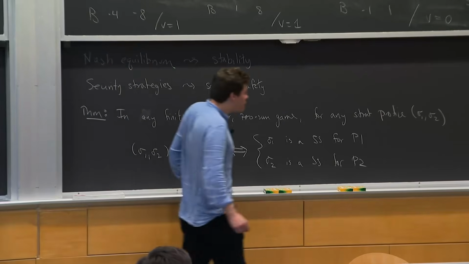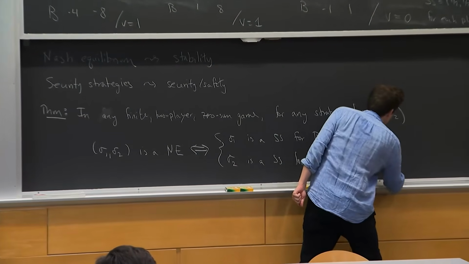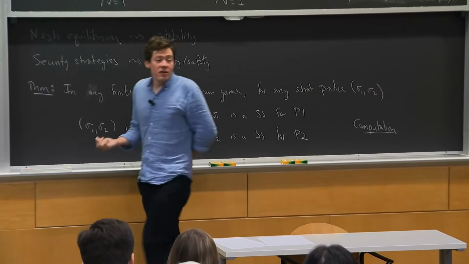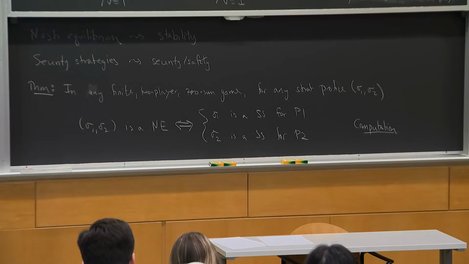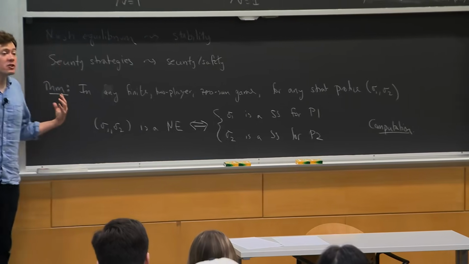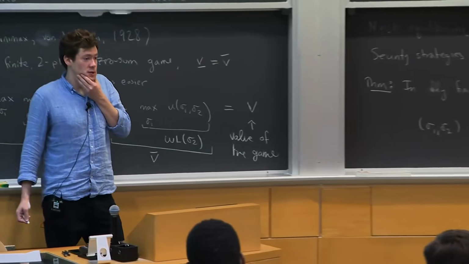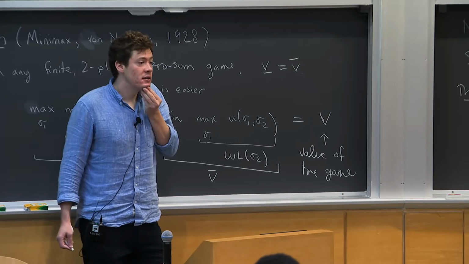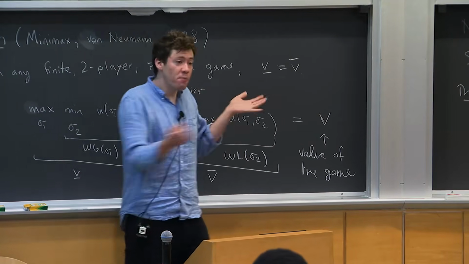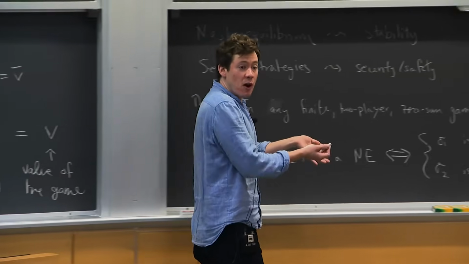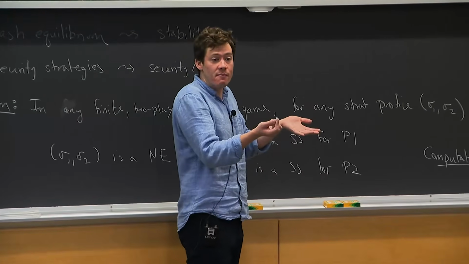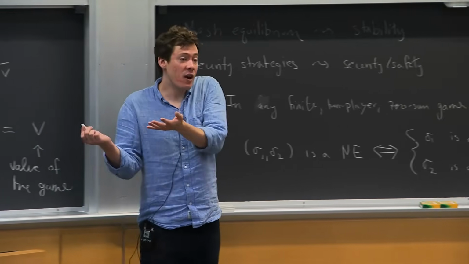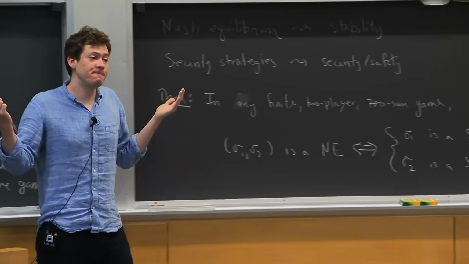It also has an implication for computation. Let's say you're asked on a problem set or an exam to find a Nash equilibrium of a zero-sum game. This theorem tells you one way you could do it. How could you do it? You go to player 1. You solve for player 1's security strategy. There might be more than one, but you find one of them. You go to player 2. You solve for player 2's security strategies. You find one of them. You put those together. Now you have a Nash equilibrium.